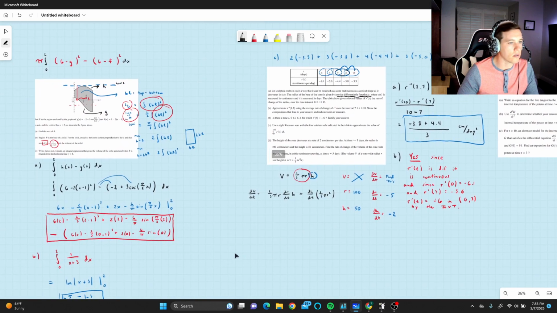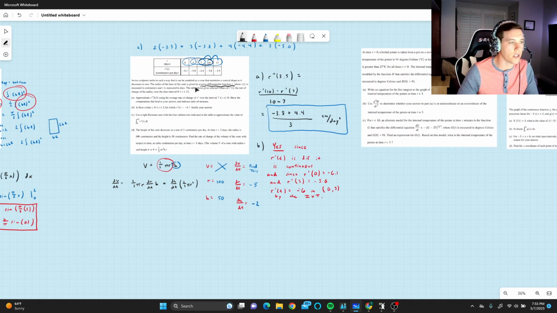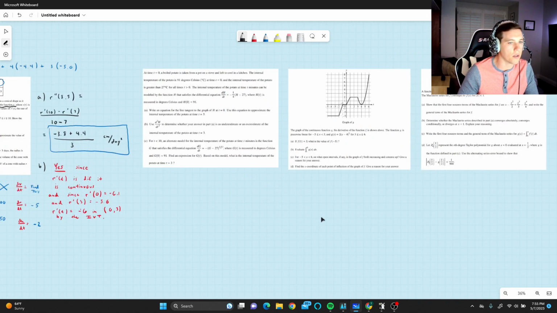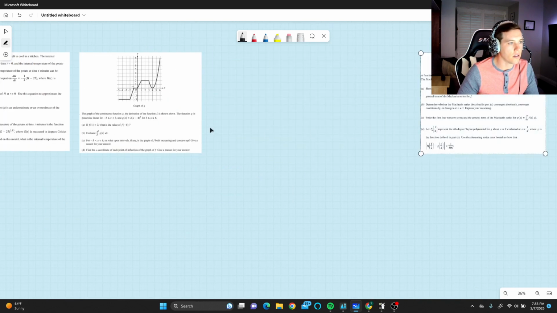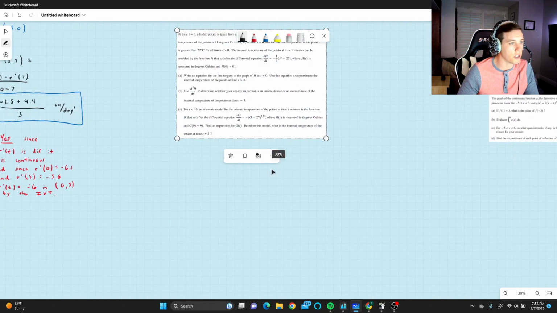All right. Cool. So that's a table accumulation. That was last year. I think you're going to see either a table accumulation or a graphical accumulation. Last year, they happened to give both, which is really interesting. So I don't think that's going to be the case this year.